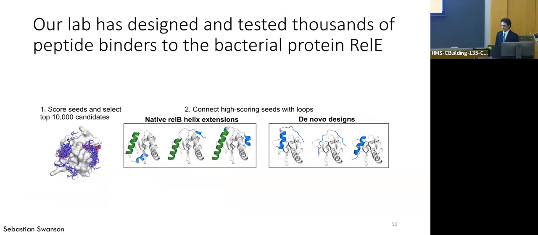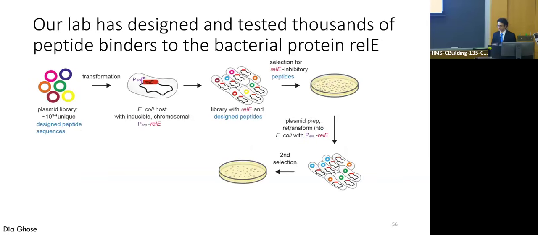And Sebastian tried extending the known binder or generating binders de novo. And then the lab has done a lot of experimental work, doing different display methods and library screening methods, to get an enrichment ratio that gives an experimental value indicating whether a binder was good or bad.